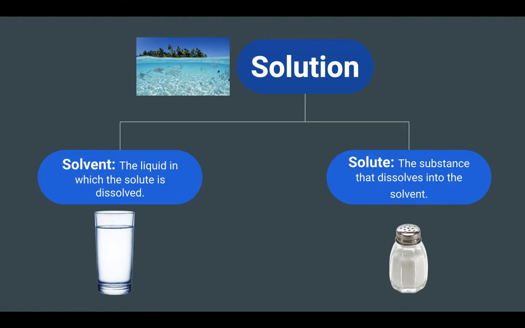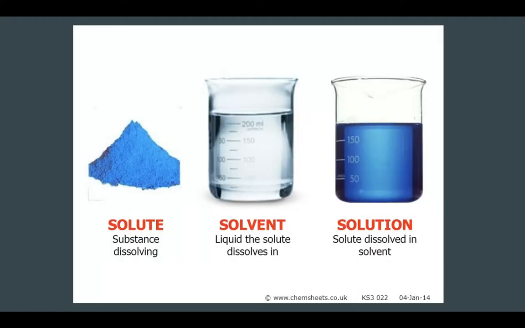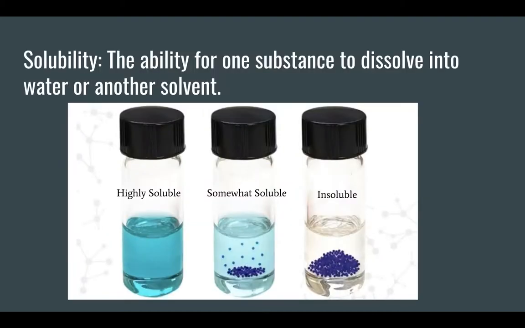Whatever there's more of, or whatever there is a liquid more of, or a gas more of, that's going to be my solvent. The solute is whatever is being dissolved, whatever there is a smaller amount of that is dissolving into the larger amount. So those are the parts of a solution. Let's take a look at this picture right here. Here you can see blue powder, that's our solute, that's what's going to be dissolved. Our solvent is the water, and then the solution happens when I take the solute, put it in the solvent, and I've got my solution of blue water.